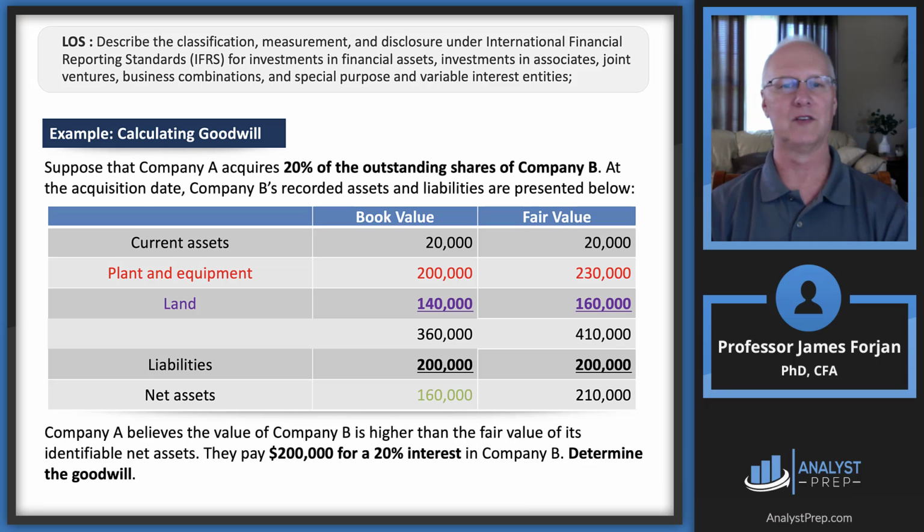All right, so let's look at just a quick example here. Company A acquires 20% of the outstanding shares of Company B. All right, so there's Company B's assets and liabilities here, book value and fair value. So current assets, so they're both 20, that makes sense. Plant and equipment 20 and fair value 230, land 140 and 160. And so net assets are 160, fair value, net assets, book value 160 and fair value 210. So figure out the Goodwill for this.